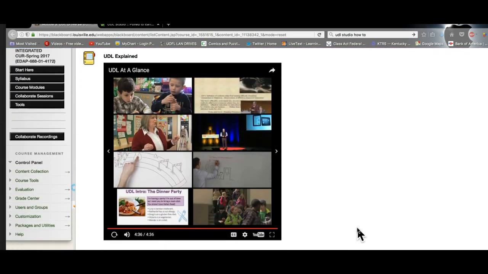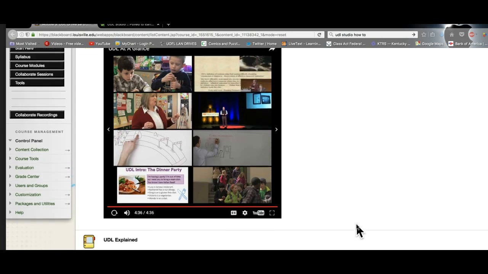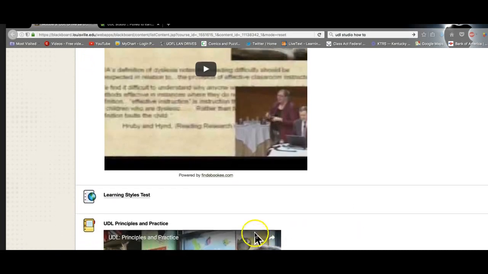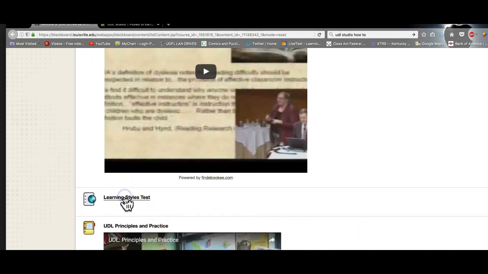What I want you to think through is, I hope, that you see the connection or similarity to Understanding by Design is that the goal is always at the center. And this is what Dr. Rose teaches us, that the brain has three different ways that it makes sense of the world. Now, if you don't believe in this idea that people learn differently, here's a learning styles test.